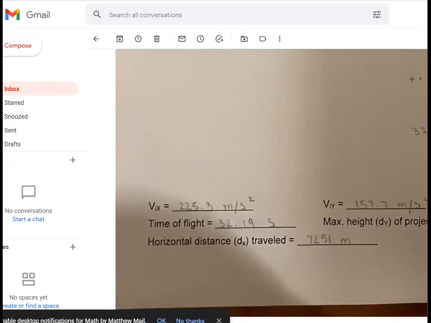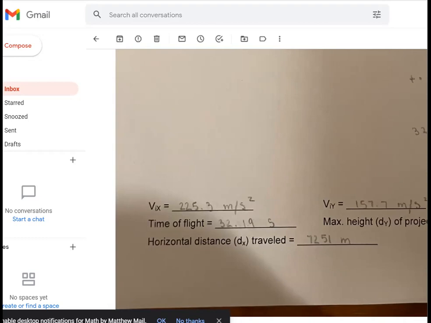Okay, so we're asked for 5 things, which are all the standard things. If you go back to your list, velocities and distances and time. So you can even write that down. VIX. What is VIX? I'm asking you now. Like in words, tell me in words what this variable means, VIX. That's like your starting velocity in the x direction. That's exactly what it is.